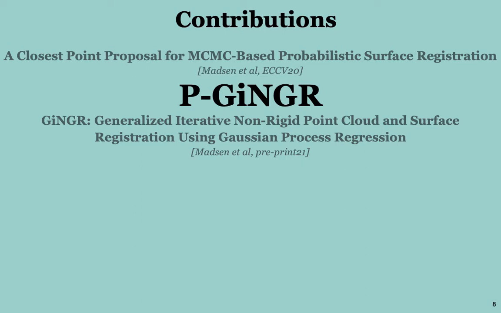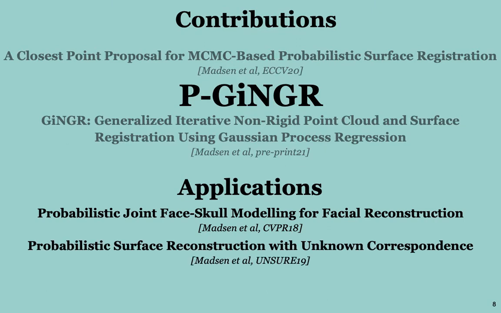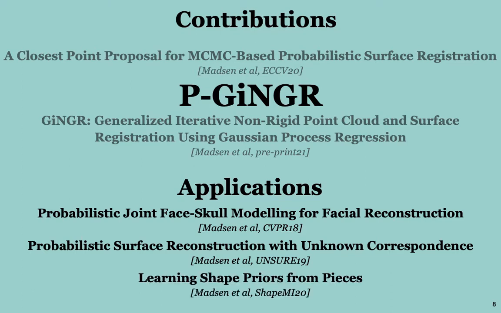In the thesis, we also go over different applications of P-Ginger. Here I'm just highlighting the ones that we have individual papers published about, such as our 2018 CVPR paper, our MICCAI workshop paper from 2019, and another MICCAI workshop paper from 2020, which we'll briefly touch upon in the end of this talk. But before introducing P-Ginger, we'll first introduce Gaussian process morphable models, which is an essential part of P-Ginger.